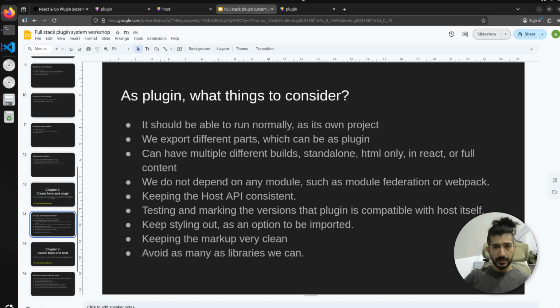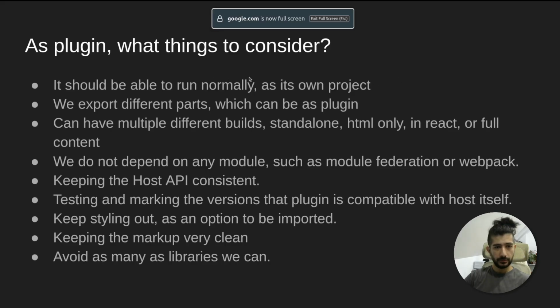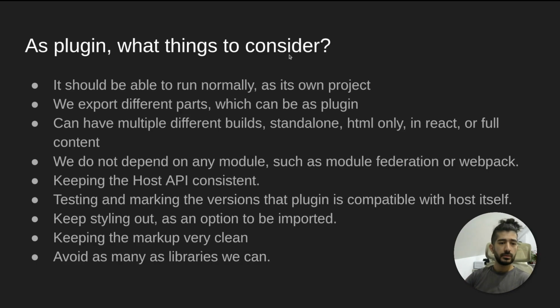So let's discuss a bit about the theoretical things here. As a plugin, what things to consider, like the plugin system, not the whole project. One thing is to run it normally as its own project. Don't make it in a way that depends on running only on the host. It's going to be a nightmare in maintenance. We export different parts and we might be exporting it as a plugin, as an independent project, as multiple plugins. There is no issue in that. You can create multiple libraries, multiple vite config files, and then create multiple plugins out of the same code base.